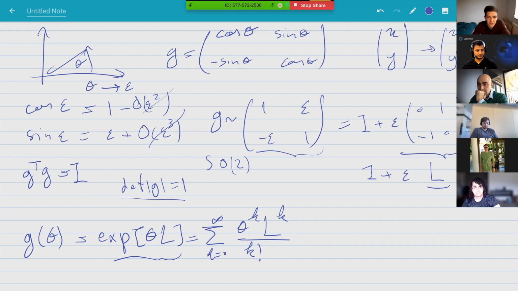What do you call those? The Lie algebra elements. So in this case, the L. Yes. What do you call the L again? Yeah, so L is a Lie algebra element. It's also a basis for the Lie algebra.